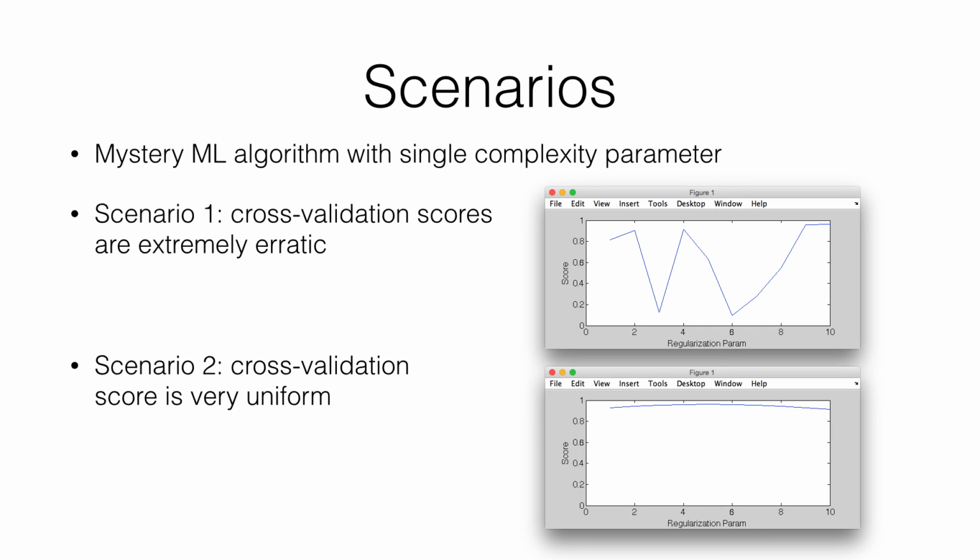And then the second scenario is if, let's say, the cross-validation score is nearly uniform. So you tune your complexity parameter, and your score from cross-validation seems to be basically the same no matter what you set that parameter to. So what do these things mean? Are there remedies for these situations, or is there something that we know has gone wrong?